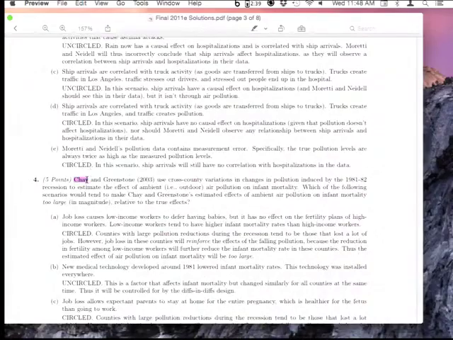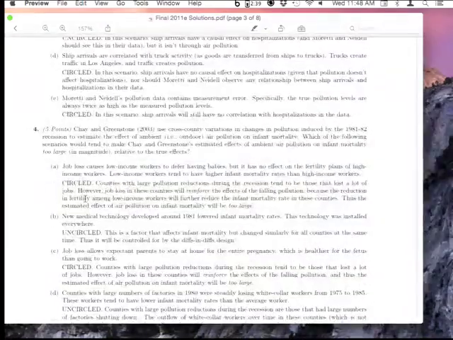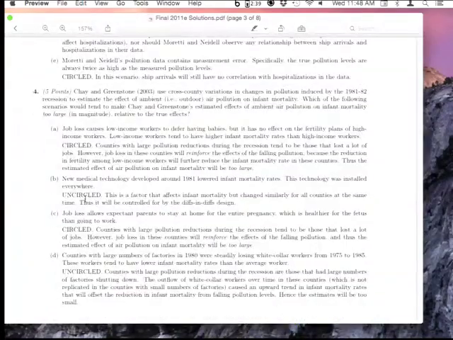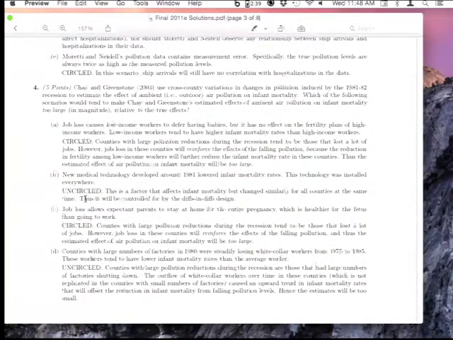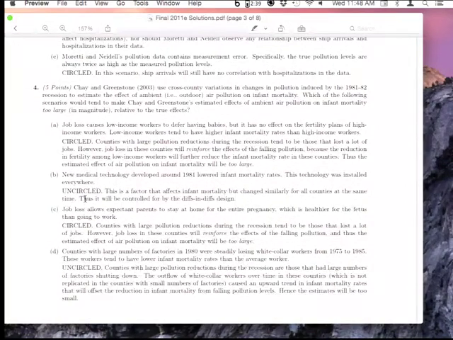Okay, so this one is about the Shane Greenstone paper that's using cross-county changes in pollution levels during the recession. So there's some counties that are hit hard by the recession. They have a lot of factory shutdowns and see pollution drop because of that. Other counties are not as affected by the recession. They're basically control counties in that scenario, and they don't see air pollution drops.